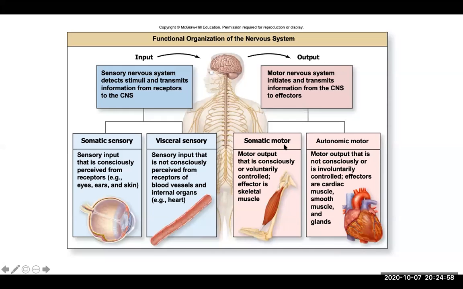Then the somatic motor response is the voluntary, consciously controlled motor response. Usually, most often, the effector is the skeletal muscle, and the autonomic motor response is the automatic motor response. So not conscious, involuntarily controlled. The effectors will be cardiac muscle, smooth muscle, which is found in your digestive tract, and other glands.